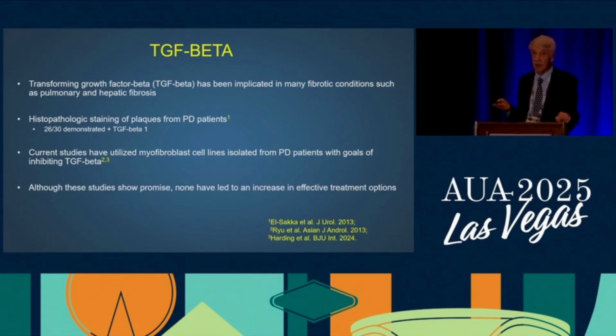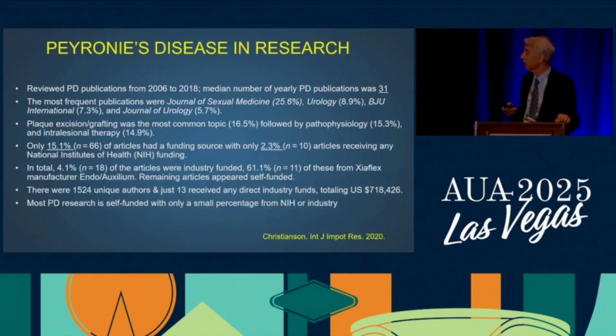It's been implicated in many fibrotic conditions, as I mentioned before, pulmonary, hepatic fibrosis, and ad nauseam. There was a study done by SMSNA that took 30 patients, and 26 of these actually demonstrated increased TGF-beta present. There's a more recent study where myofibroblast cell lines have been isolated, with the idea of trying to inhibit TGF-beta and see if this would benefit. Although these studies are very interesting and show promise, none have led to an increase in effective treatment options.